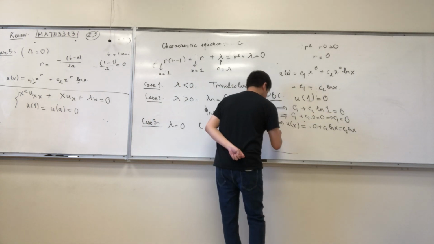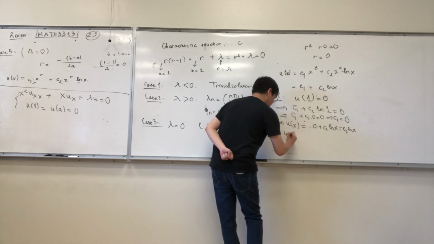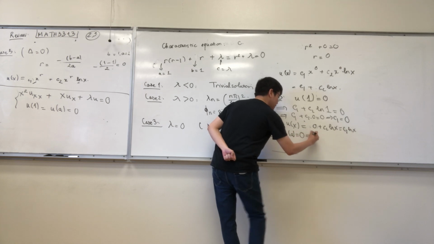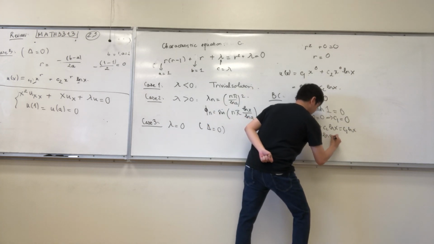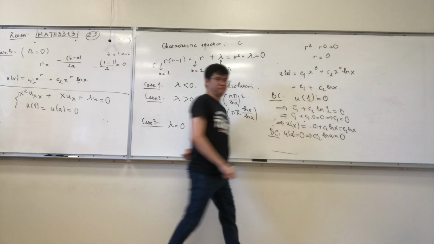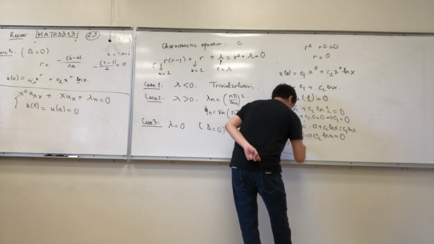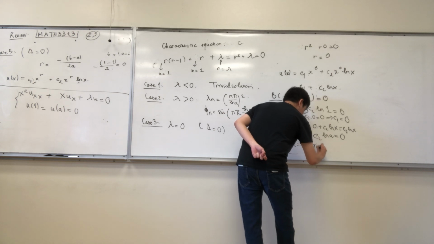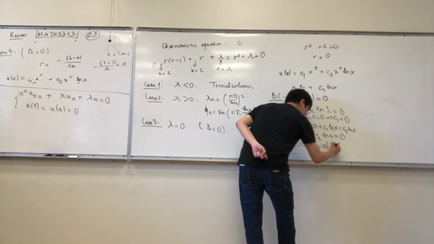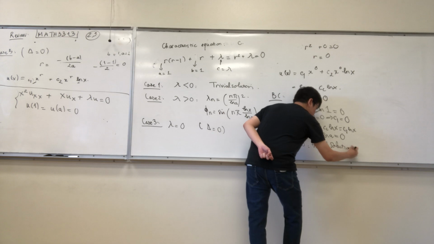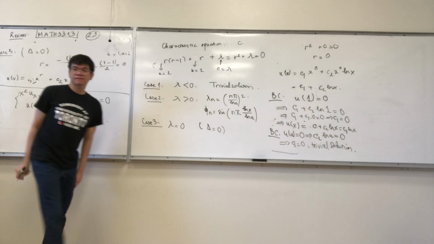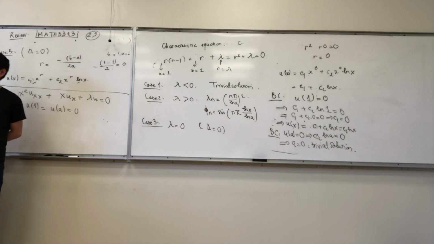The second boundary condition gives me u(a) is 0, meaning that c2 log a is 0. So log a is different from 0, so c2 is also 0. So here you have also a trivial solution. Alright? It's clear?